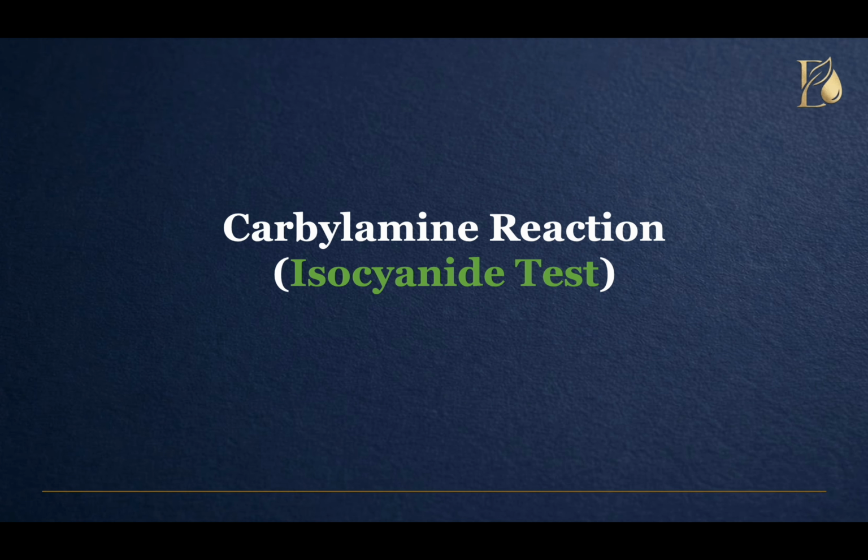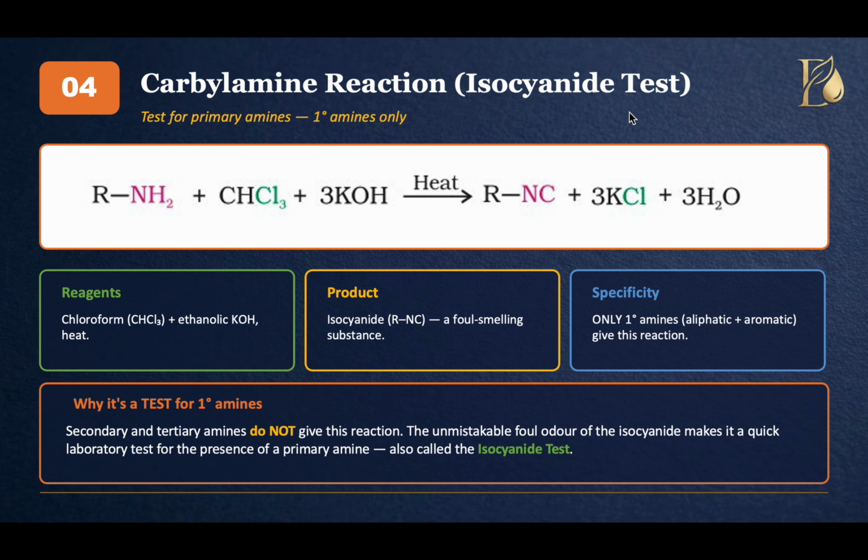In this video, we are going to discuss the carbylamine reaction, which is also known as the isocyanide test. So here, what is happening? Primary amines on reaction with chloroform and ethanolic potassium hydroxide, on heating, will produce isocyanide. This is isocyanide, so don't be confused between nitriles and isocyanide.